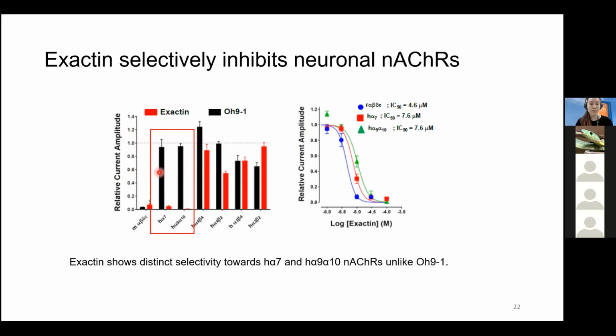And you can see from the bar graph over here that even when OH91 was applied, the level is almost 1, right? So there's not much inhibition for human alpha-7 and human alpha-9/10 neuronal receptors from OH91. However, exactin almost completely inhibits these two neuronal receptors. So this shows that exactin has a distinct selectivity towards the neuronal human alpha-7 and human alpha-9/10 nicotinic acetylcholine receptors, unlike OH91. So what leads to this selectivity of the neuronal nicotinic acetylcholine receptors?